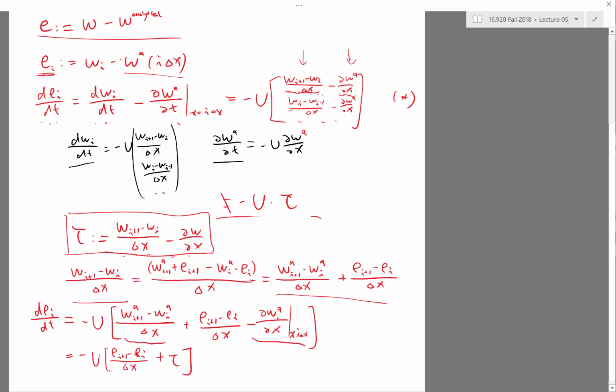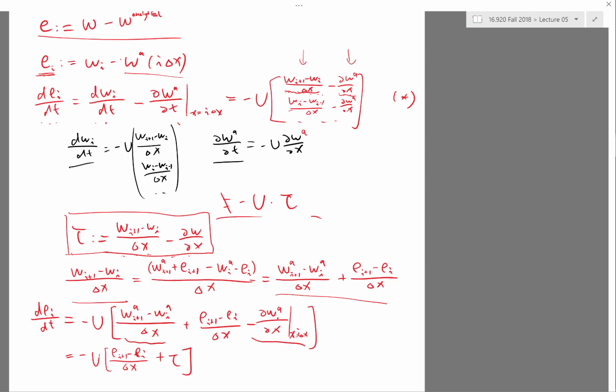Okay. So if you remember our Taylor series analysis, it's only valid. The way we derive tau, either order delta x or order delta x squared, is never valid if the two things are operated on different functions.